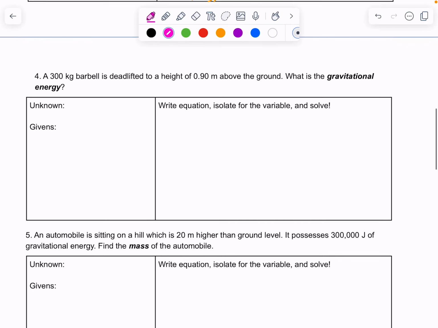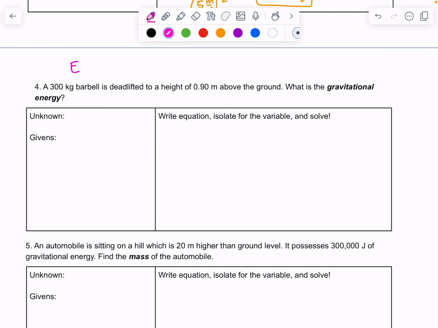All right, so this is the second page. This is where we're going to be using the gravitational energy formula, which is equal to mass times g times h. Okay, and remember g from free fall is 10 meters per second per second. That's just going to be a known thing, so that's always one of your givens, all right? But it's not given. You just have to know that, all right?